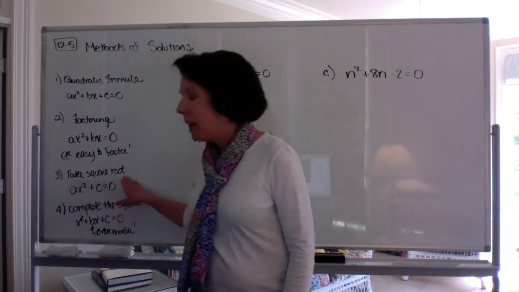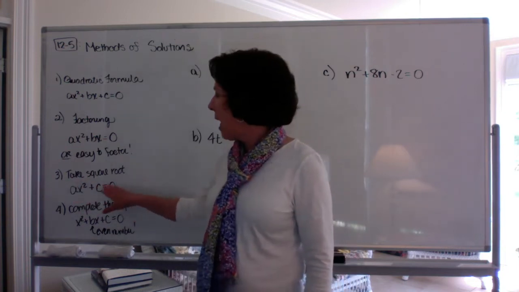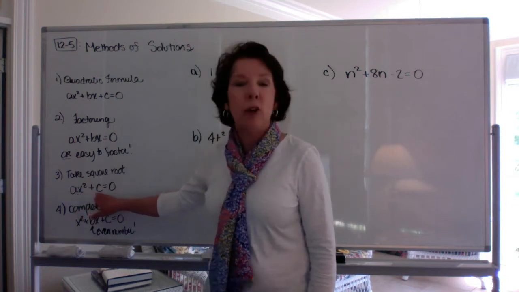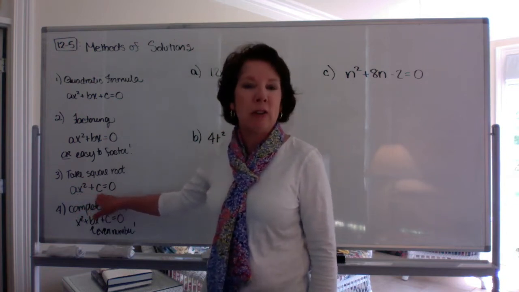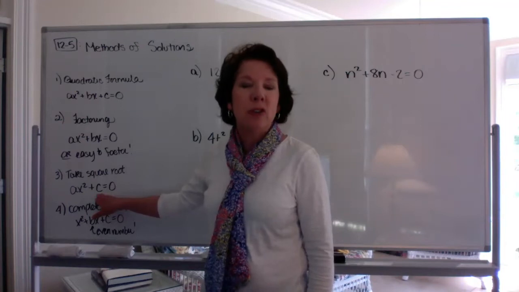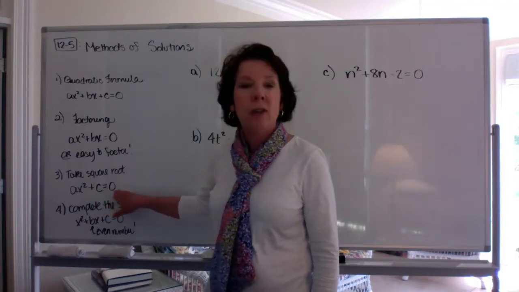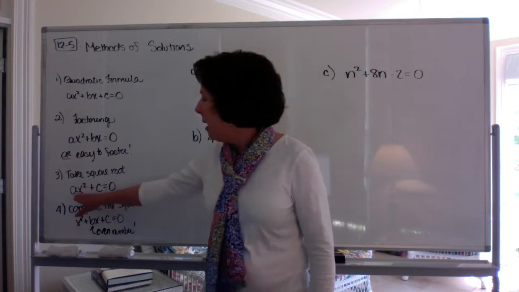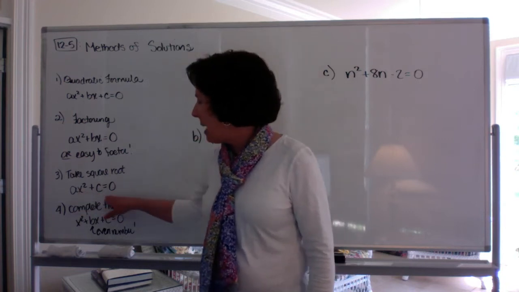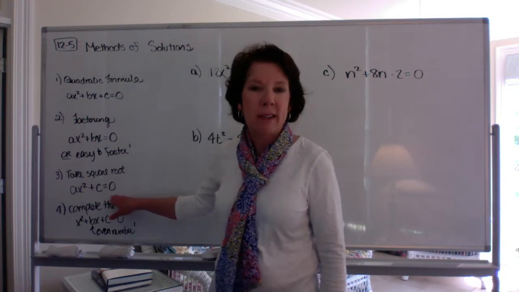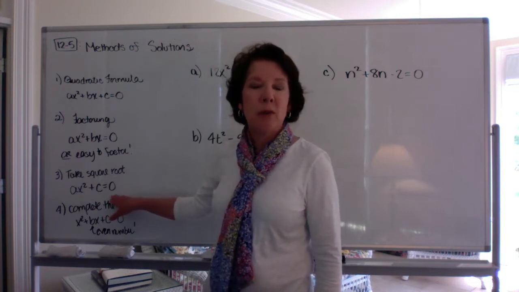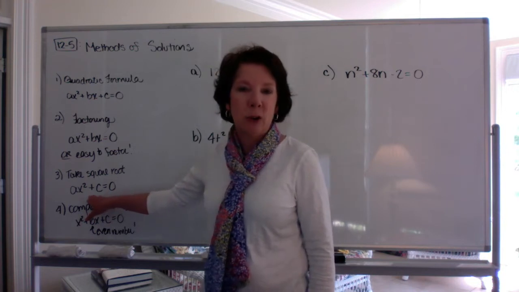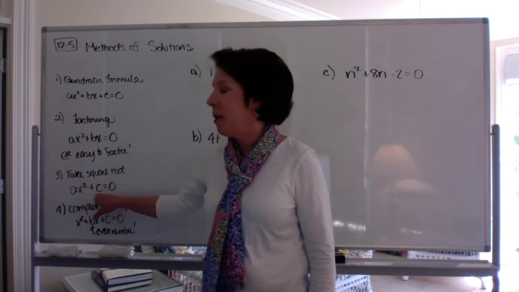Now, how about taking the square root of both sides? Well, that's easy to do when you have your squared term, and you're missing your bx term, and you just have a constant. You can set your ax squared equal to, in this case, negative c, and then divide both sides by a, and take the square root of x. So taking the square roots of both sides is a great method when you don't have the bx term. You just have the square term and the constant.